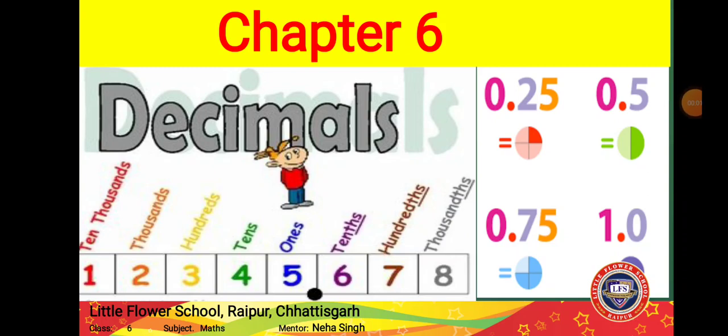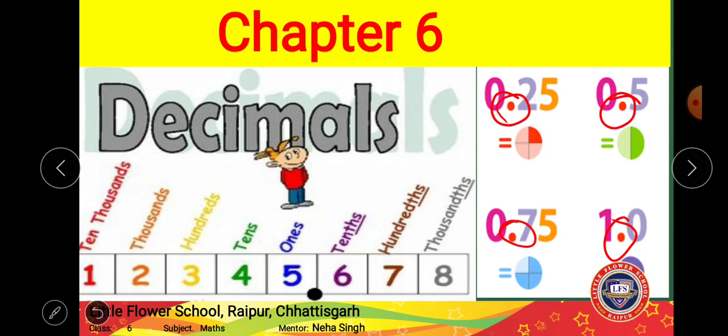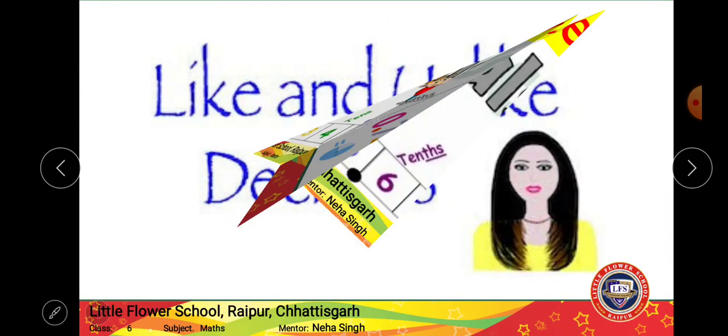That is decimals. What do you mean by decimals? Decimals means, you have seen this point sign, right? This is called decimal, right? And how do we pronounce these numbers? 0.25, 0.5, 0.75, 1.0 or simply 1, right? So let us come to know.